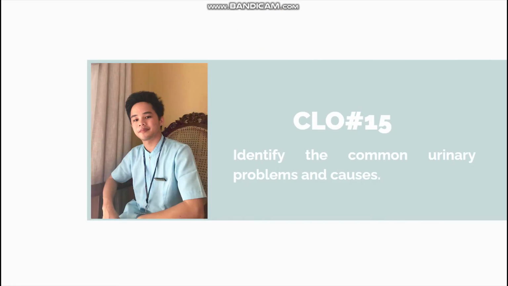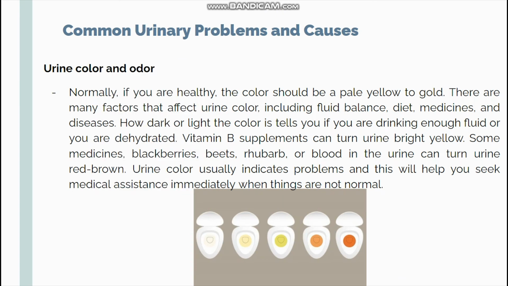CLO number 15. Identify the common urinary problems and causes. Urine color and odor. Normally, if you are healthy, the color should be a pale yellow to gold. There are many factors that affect urine color, including fluid balance, diet, medicines, and diseases. How dark or light the color is tells you if you are drinking enough fluid or you are dehydrated.